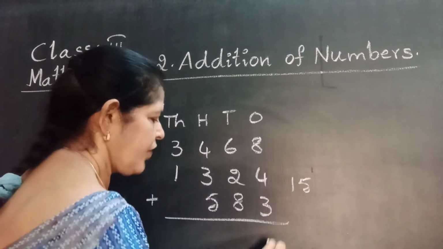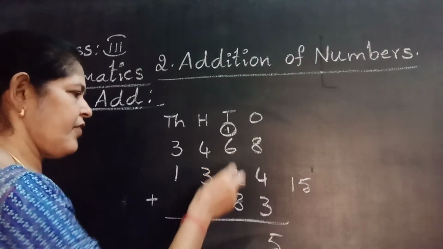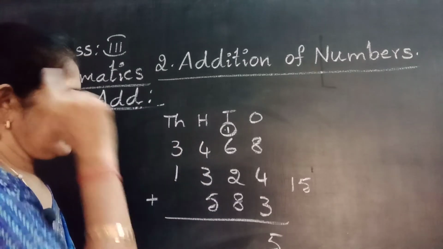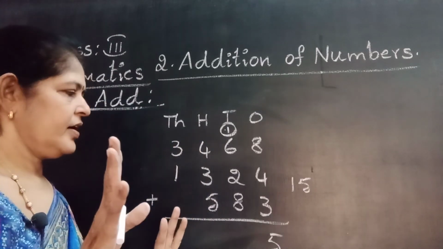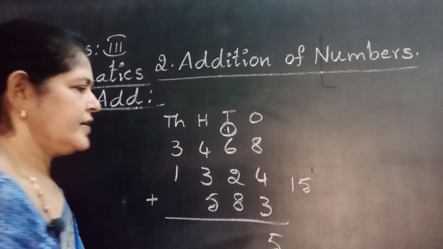Regrouping. 5 right here. 1 carry over. 1 plus 6, 7. 7 in the mind. Take 2 fingers. 7 after 8, 9. 9 in the mind. Again take 8 fingers. 9 after 10, 11, 12, 13, 14, 15, 16, 17.